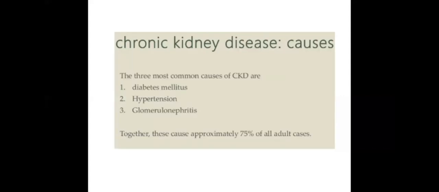Chronic kidney disease can be caused by diabetes mellitus. If the diabetes is not controlled, if there is no glycemic control and the HbA1c level is not controlled, that is going to affect our kidneys and finally lead to chronic kidney disease. The next most common cause of CKD is hypertension, and the third is glomerulonephritis. Together these cause approximately 75% of all adult cases.